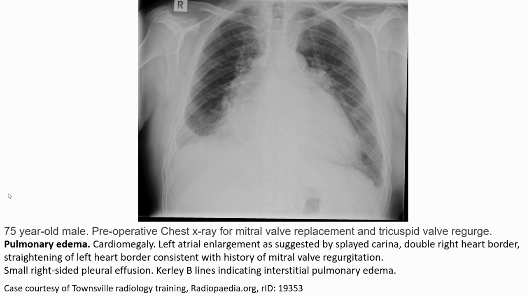This is a case of a 75-year-old man, preoperative chest radiograph for mitral valve replacement and tricuspid valve regurgitation. The image shows a case of pulmonary edema. There is cardiomegaly and left atrial enlargement as suggested by splayed carina, double right heart border, and straightening of the left heart border, consistent with the story of mitral valve regurgitation. There is a small right-sided pleural effusion, and curly B-lines indicate interstitial pulmonary edema.